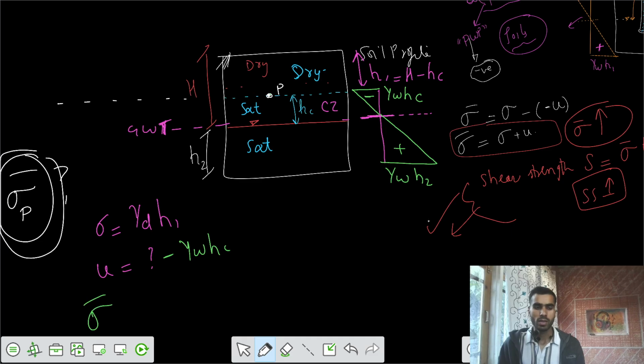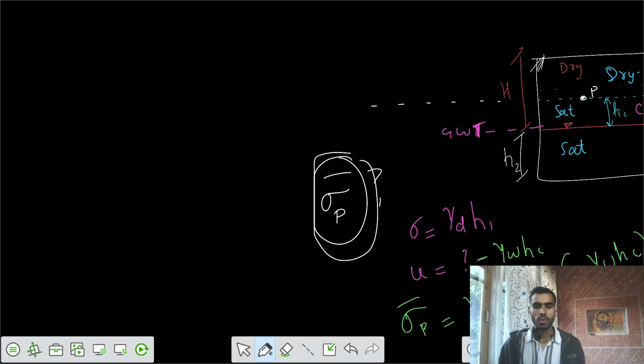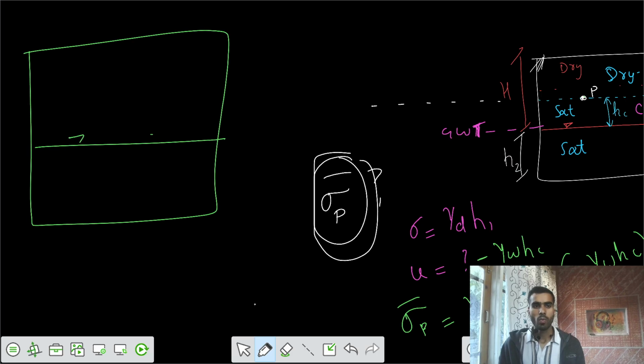such that the effective stress at that point P now comes out to be gamma D H1 minus gamma W HC. So it's greater than the initial case. If there was no capillary effect, and the water table was up to this level, and we had this point at an elevation difference of H1, we need to calculate at this point P what is the effective stress.